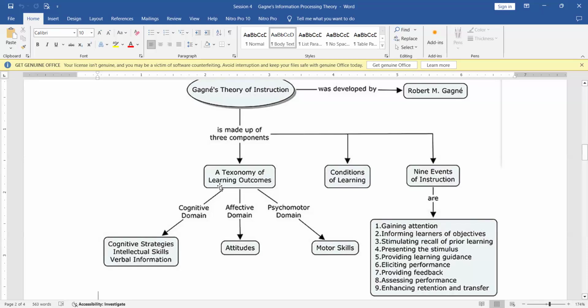Taxonomy of learning outcomes. What is the first one? Taxonomy of learning outcomes. We have to discuss the taxonomy of learning outcomes in order to understand what Gagné's information processing theory is about. And then we have to talk about conditions of learning. And we have to talk about nine events of instruction. What are the three components of Gagné's information processing theory that we are going to discuss, please?